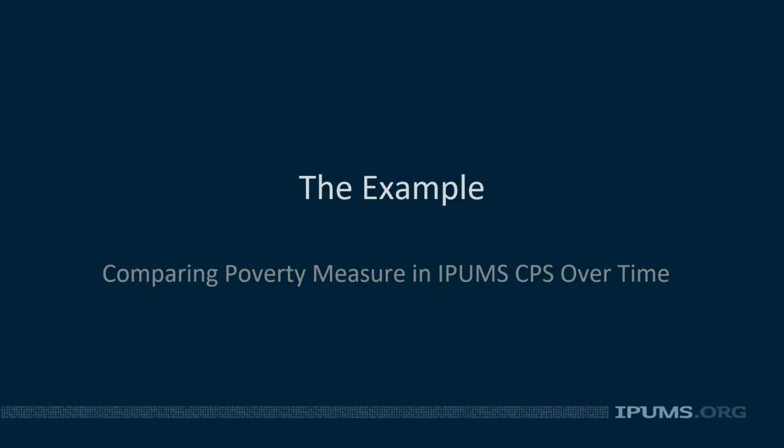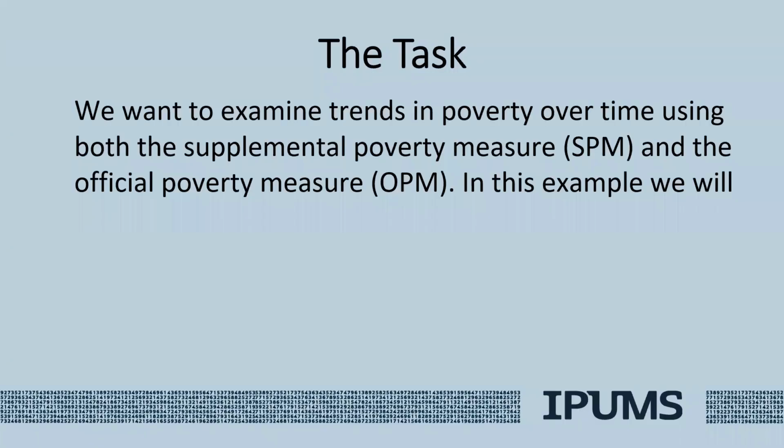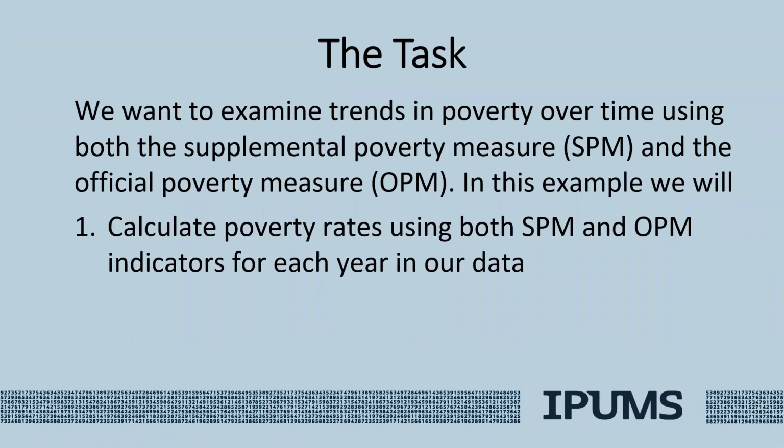The example we're going to talk about is poverty rates using IPUMS CPS. Our task is going to be to examine poverty over time using both the supplemental poverty measure, or SPM, and the official poverty measure, or OPM. In this example, we will calculate poverty rates using both of those indicators for each year in our data, and we'll visualize how these rates change over time.